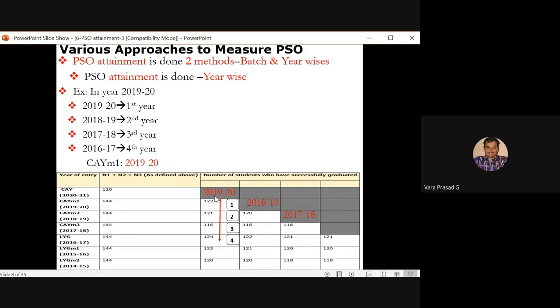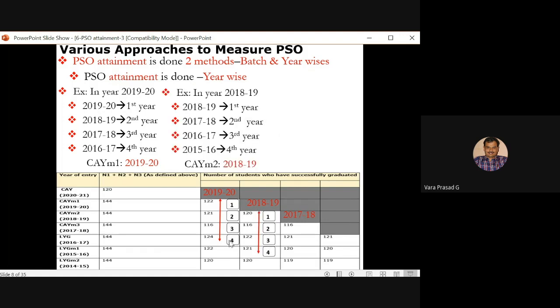In 19-20, who are the first year students? There are nearly 120 students in first year. In second year, there are nearly 121 students. In third year, there are nearly 116 students. In fourth year, there are 124 students. Now, while calculating the PSO attainments, you are taking all the first year students.